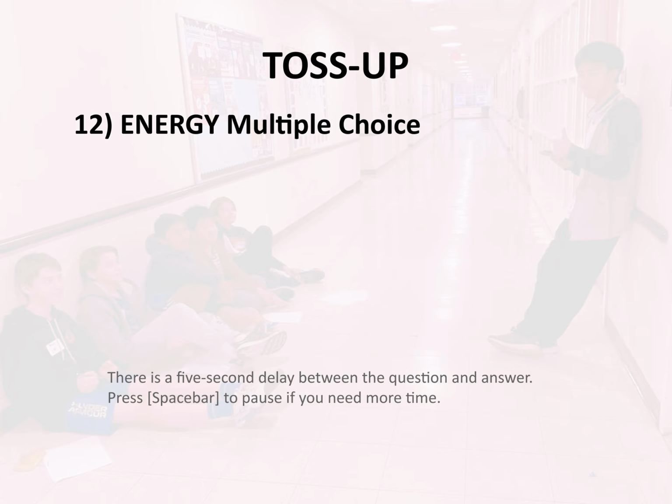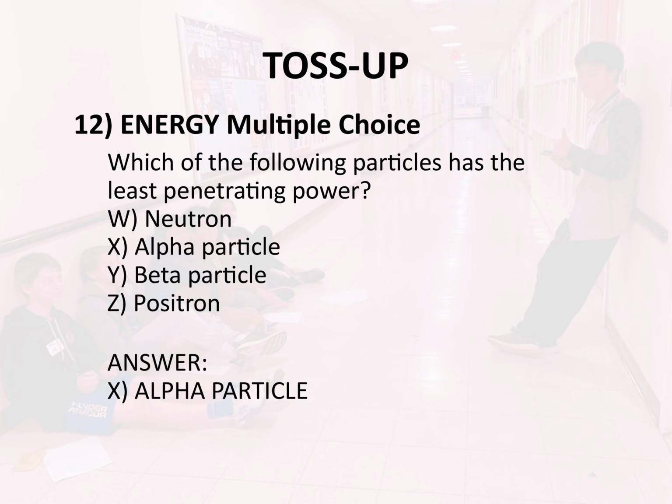Toss-up 12. Energy. Multiple choice. Which of the following particles has the least penetrating power? W. Neutron, X. Alpha particle. Y. Beta particle. Z. Positron. Answer, X. Alpha particle.